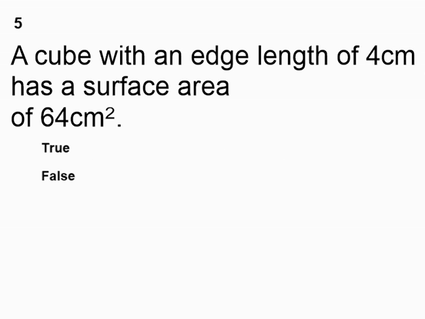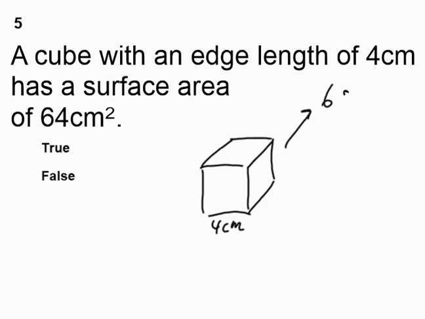Question 5, a cube with an edge length of 4 centimeters. So I'm going to draw this first, a cube. And if you did this, you probably drew the cube with an edge length of 4 centimeters. It has a surface area of 64 centimeters squared. So 2 ways to do it. You could have used a formula. Since there are 6 faces that are squares, you could use 6 sides squared. Or you could have drawn a net.